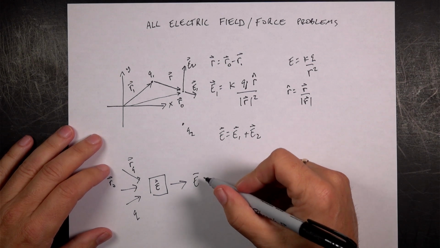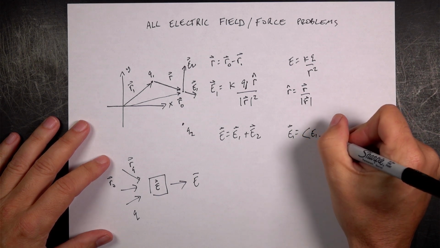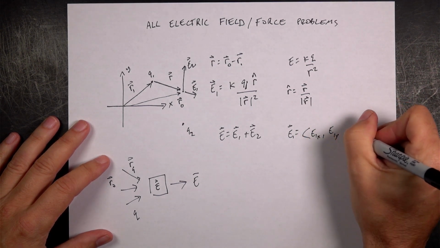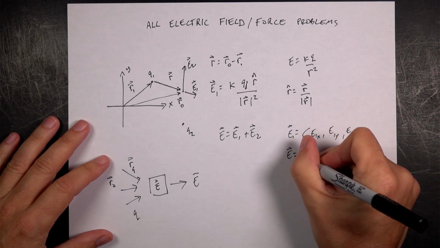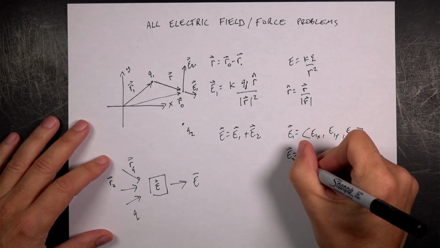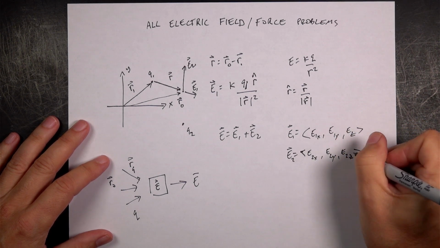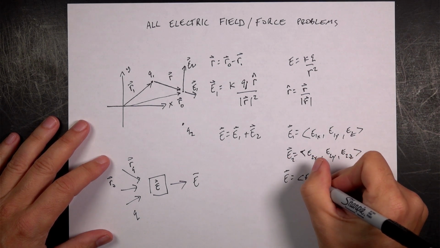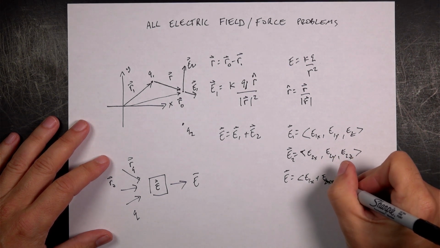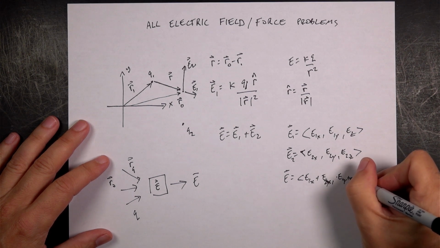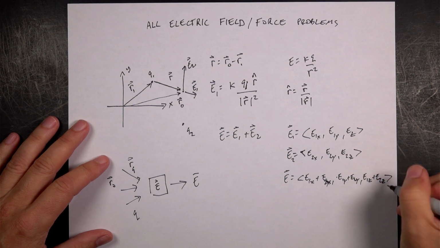And remember, how do you add vectors? If I have E1 as a vector in components, E1x, E1y, E1z, and I have E2 as a vector in components, E2x, E2y, E2z, then the total electric field, E, is just going to be E1x plus E2x, E1y plus E2y, E1z plus E2z. So that's why we want it in component form.